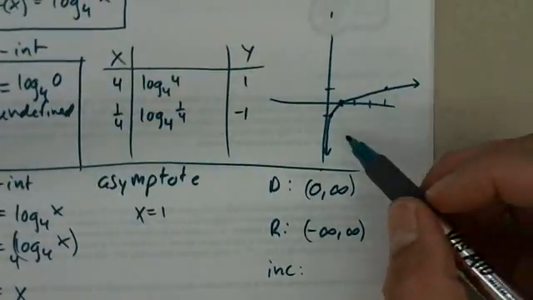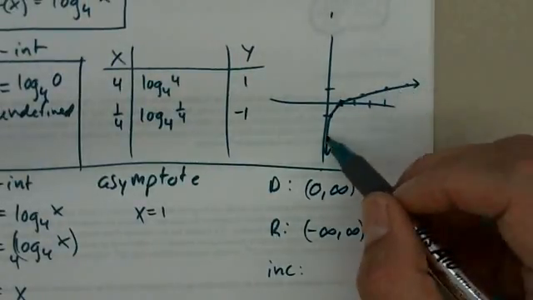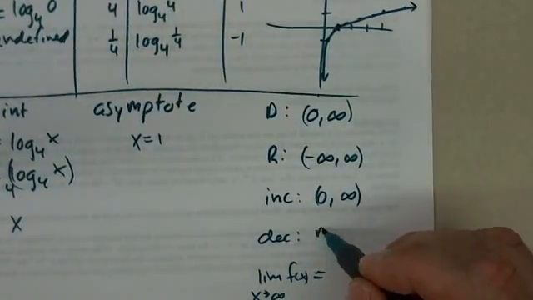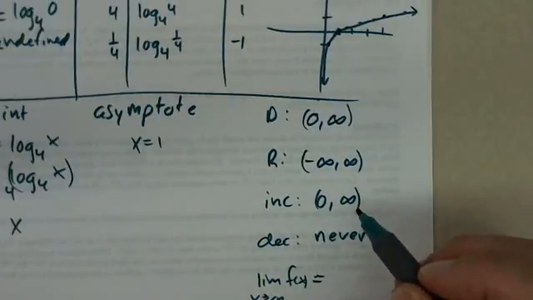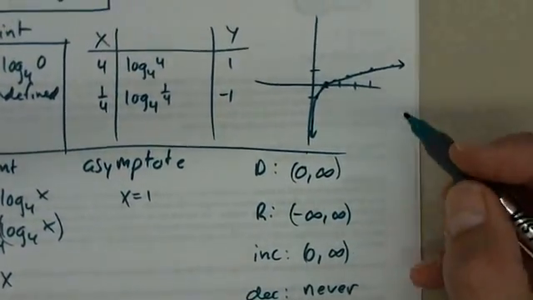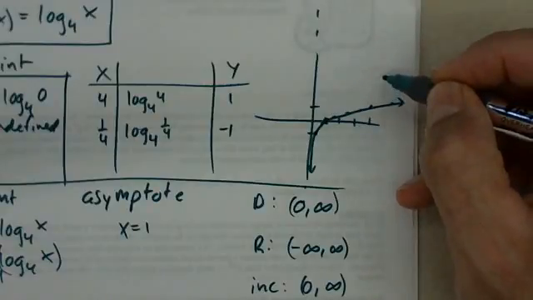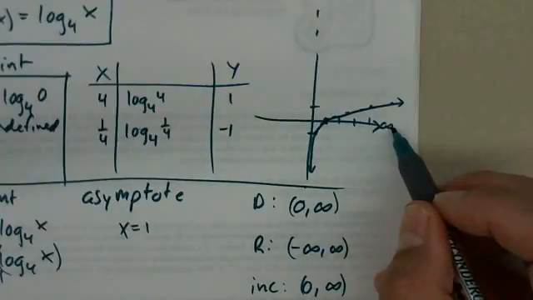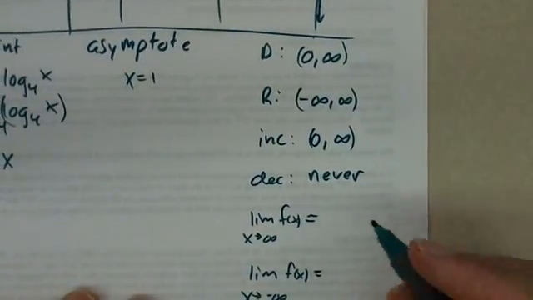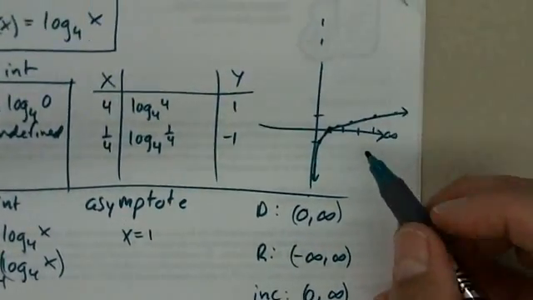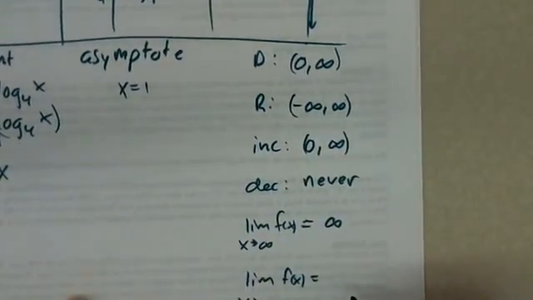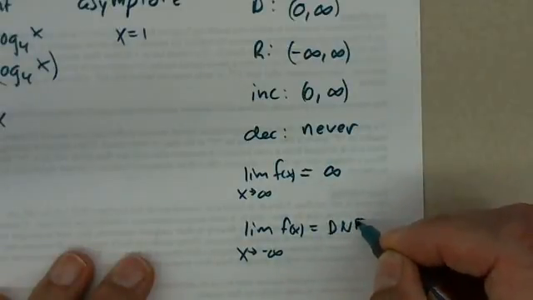Where is it increasing? We read it from left to right. It's increasing from 0 to infinity. And it's decreasing never. Remember that this infinity for increasing is not referring to the y. It's not referring to going up. It's referring to this infinity out here. X is going to infinity, and it's increasing along that interval. End behavior at infinity. What is the y value doing? The y value is going to infinity. And then as we go to the left, there's no limit to the left.